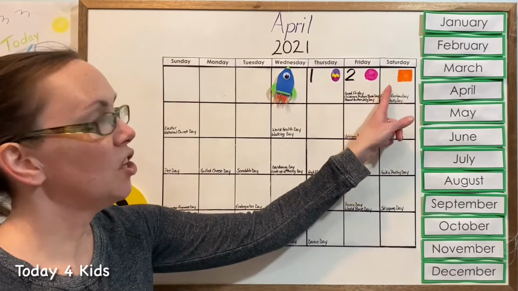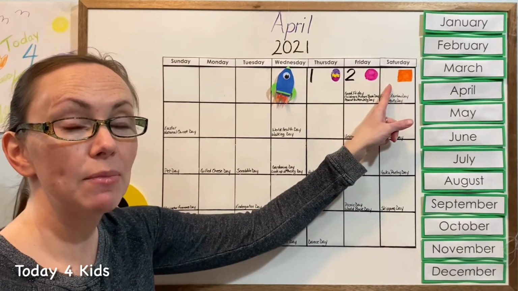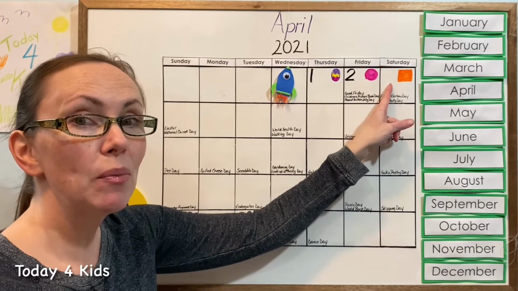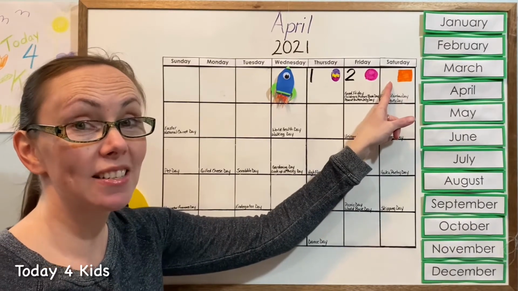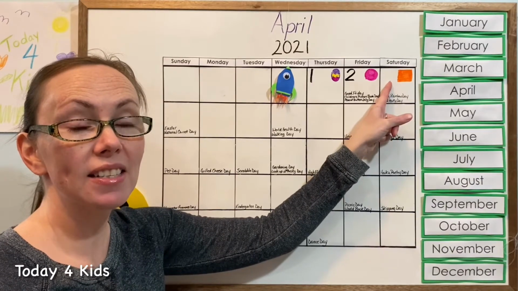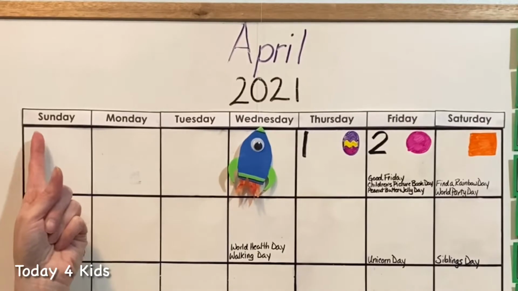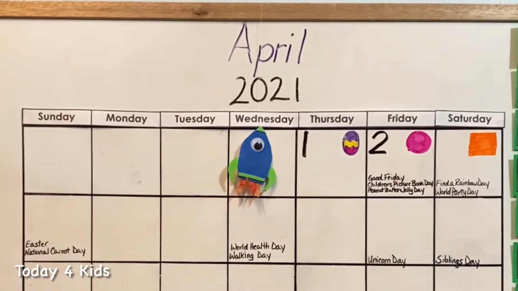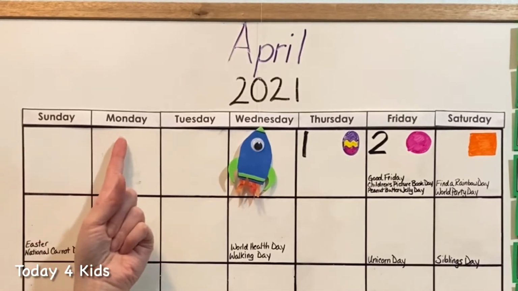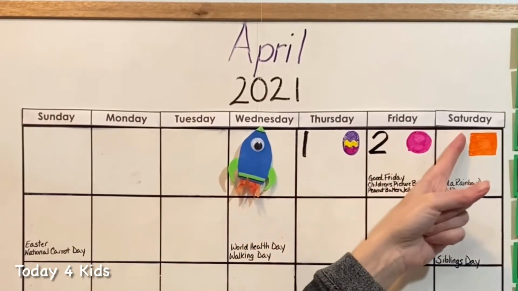So now that we know which square is for today, we can go up the column and find out what the name of the day is. Do you remember how many days there are in a week? Oh, I hear some wonderful guesses. Let's go up to the top and let's count all the days and say their names together. Are you ready? 1, 2, 3, 4, 5, 6, 7. There are 7 days in the week. Sunday, Monday, Tuesday, Wednesday, Thursday, Friday, Saturday.